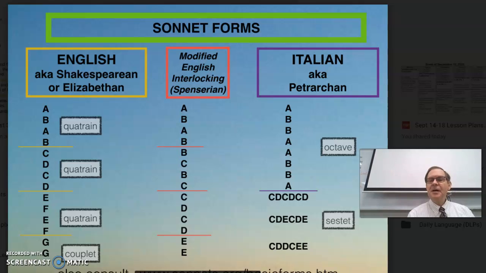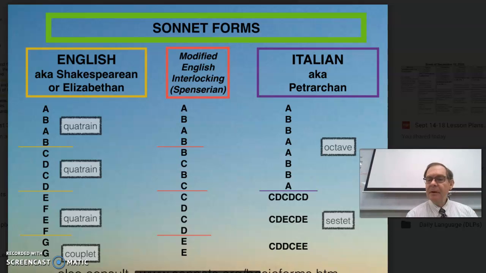The sestet has no set rhyme scheme. Some writers do it one way, some writers do it another. The 3 that I have down here, CD, CD, CD, or CDE, CDE, or CDDC, EE, or even another ABBA, CC, show the variations in that form.